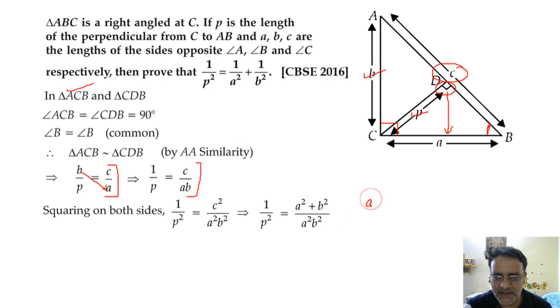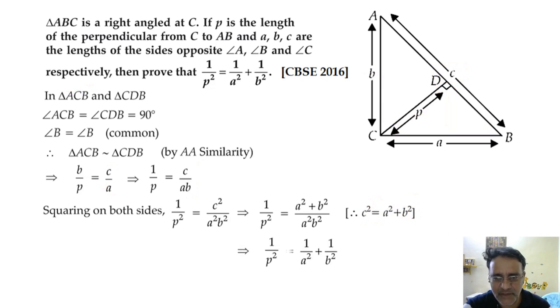If you split, you will get a square upon a square b square, plus b square upon a square b square. So here one a square will be cancelled and here one b square will be cancelled. Okay, so what we are going to get? This one. यही prove करना था. Any doubt?